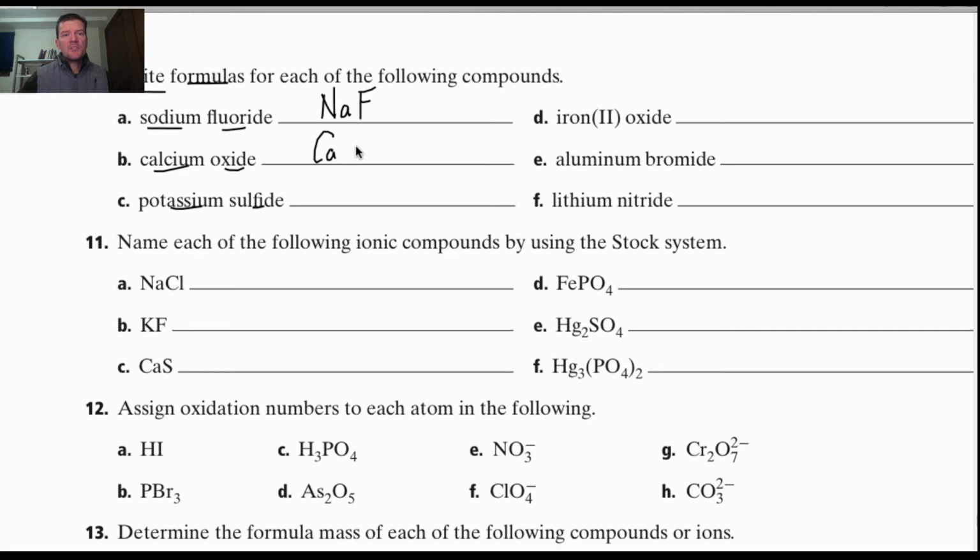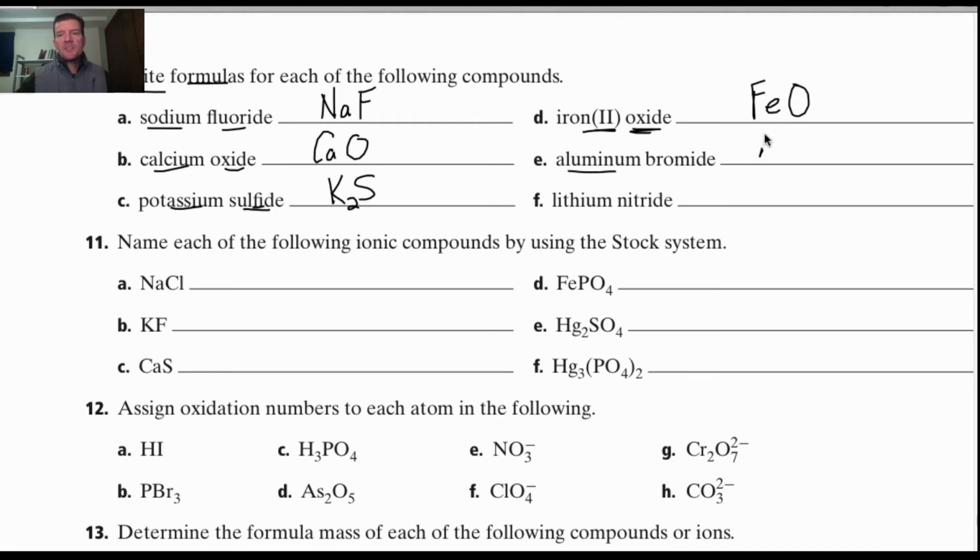Calcium is a +2. Oxygen is a -2. One of each to make a neutral compound. Potassium is a +1. Sulfur, sulfide there, is a -2. So I'm going to need 2 potassium for the 1 sulfide ion. Iron 2 oxide. Well, iron 2 is a +2. Oxygen is a -2. So I just need one of each.